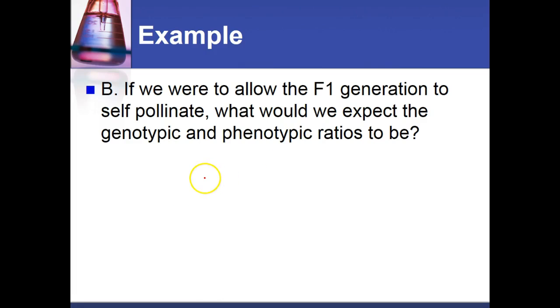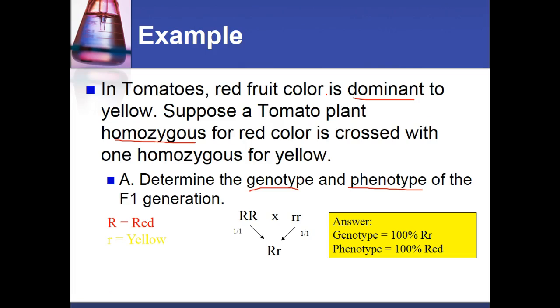Okay. So if we were to allow the F1 generation to self-pollinate, what would we expect the genotypic and phenotypic ratios to be? Again, this is an extension of that first problem. And so now we're taking these F1, because this would be our F1, this would be our parental or P generation.